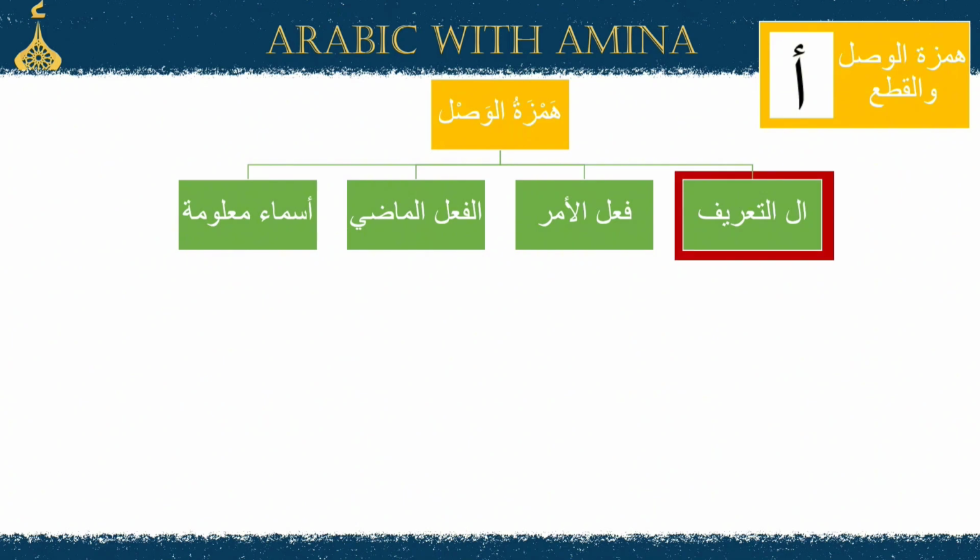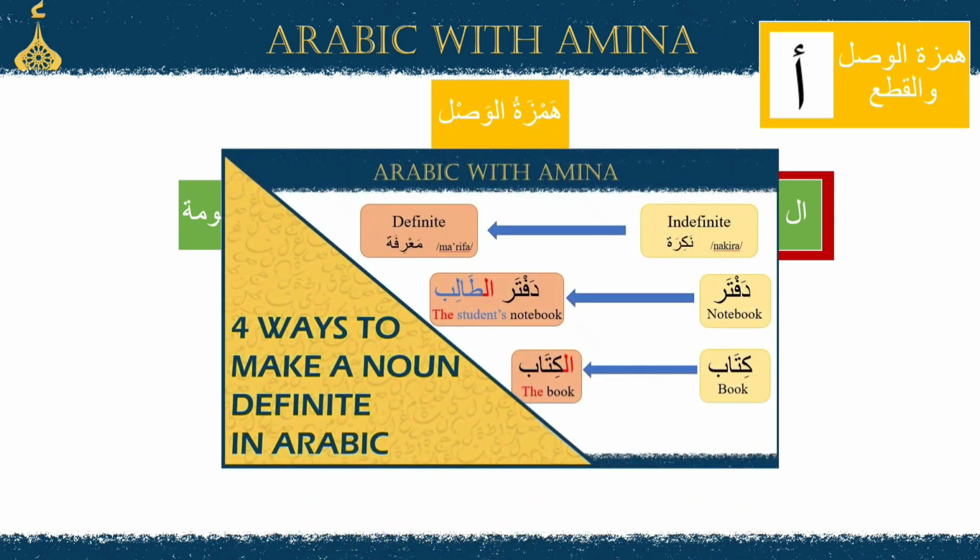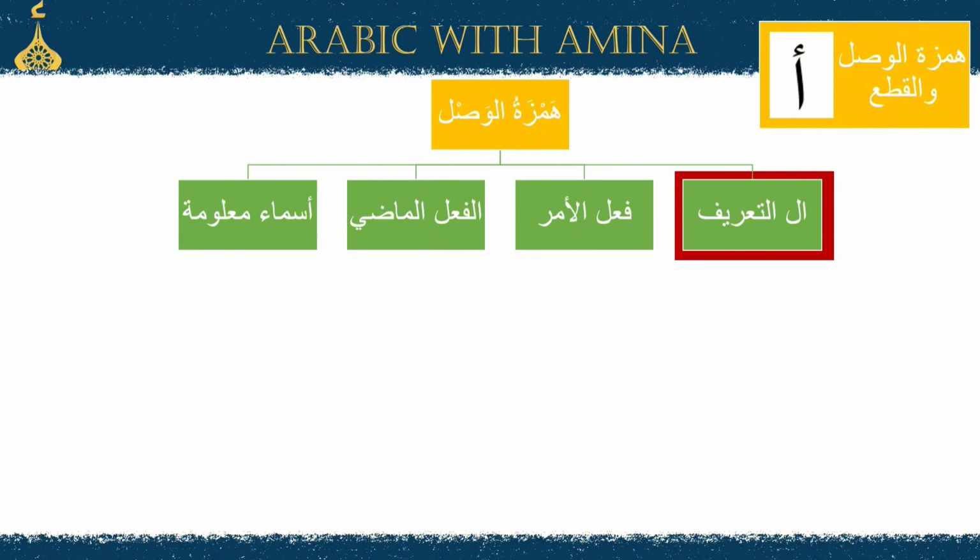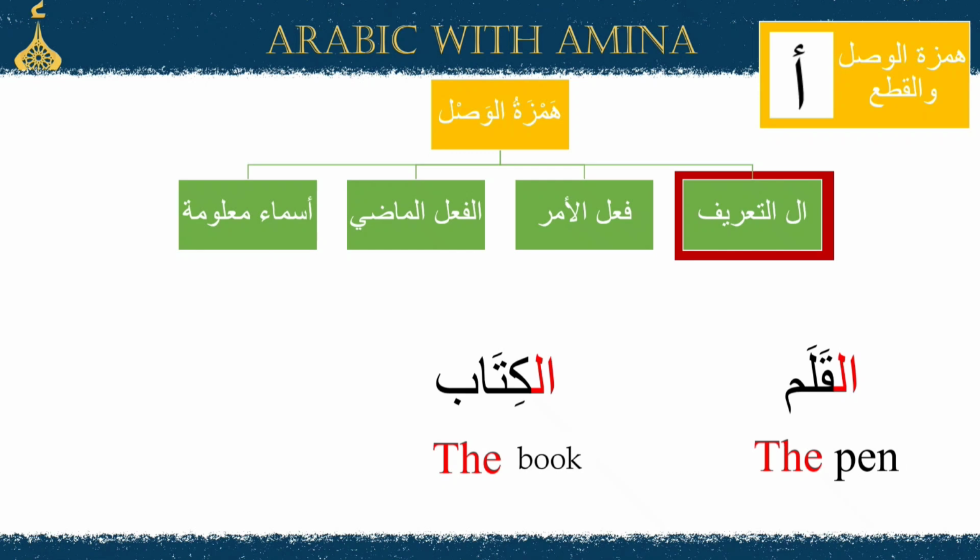First, al-ta'rif, the definite article. I explain in detail this whole topic in another video, but here's a quick look with examples. Al-Kitab, the book. Al is equivalent to the word the. And when we write al, we do not add the Hamza on top. Al-Qalam, the pen. Al-Maktab, the office.